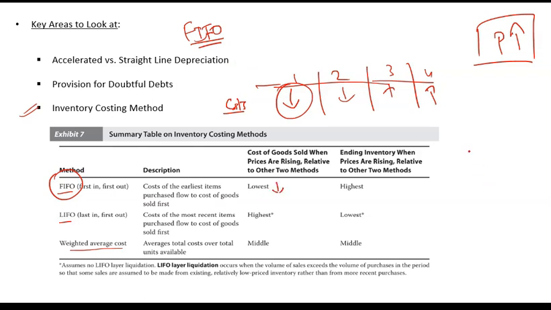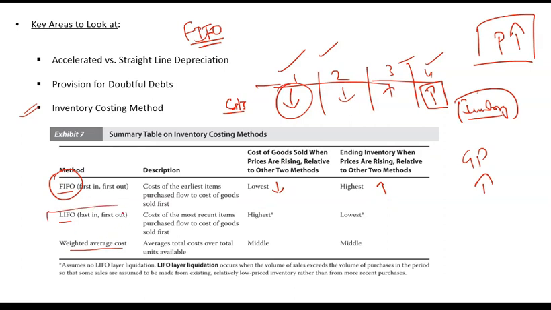If cost is lower, my gross profit will be higher, and the ending inventory value will also be higher. Why? Because ending inventory will be based on the latest prices. I have sold the older items and I have the inventory of latest-price items. So inventory will be overstated, cost of goods sold will be lower, and gross profit will be higher.